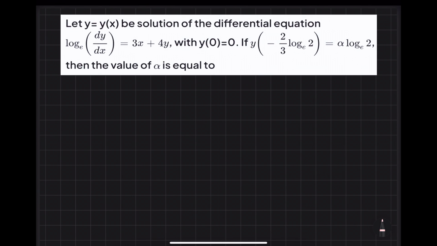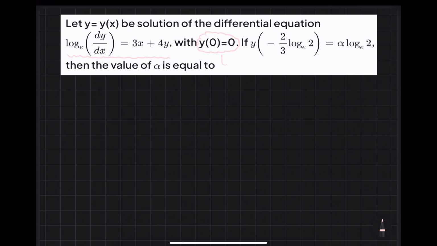So, we got a wholesome new problem which says let y equals y of x be the solution of the differential equation this. So, first, this y is the solution of the differential equation means you have to solve this differential equation. Okay, then with this equals to this means what?